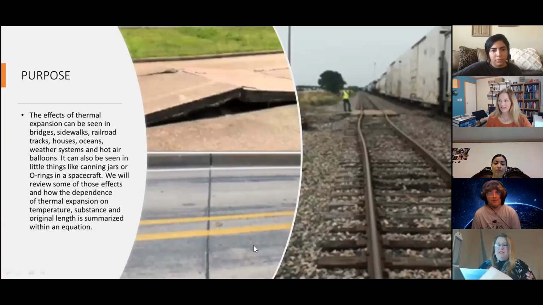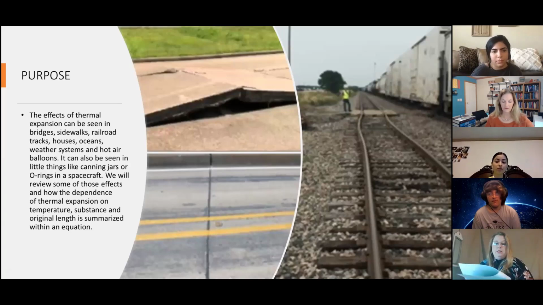The purpose of this presentation is to realize that the effects of thermal expansion can be seen in bridges, sidewalks, railroad tracks, houses, oceans, weather systems, and hot air balloons. But it can also be seen in little things like canning jars or O-rings in a spacecraft. We will review some of those effects and how the dependence of thermal expansion on temperature, substance, and original length is summarized within an equation.